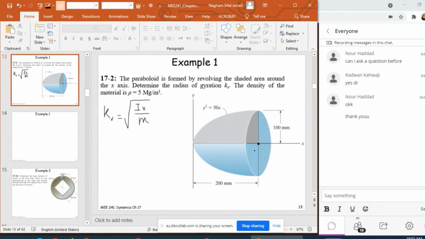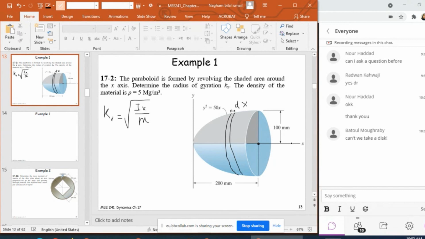Okay, so what do you think? What could be this differential volume? I can take what? Yes, Batul, I can take a thin disk. All right. Now, what is the thickness of this thin disk? It is dx. So why is it dx and not dy?